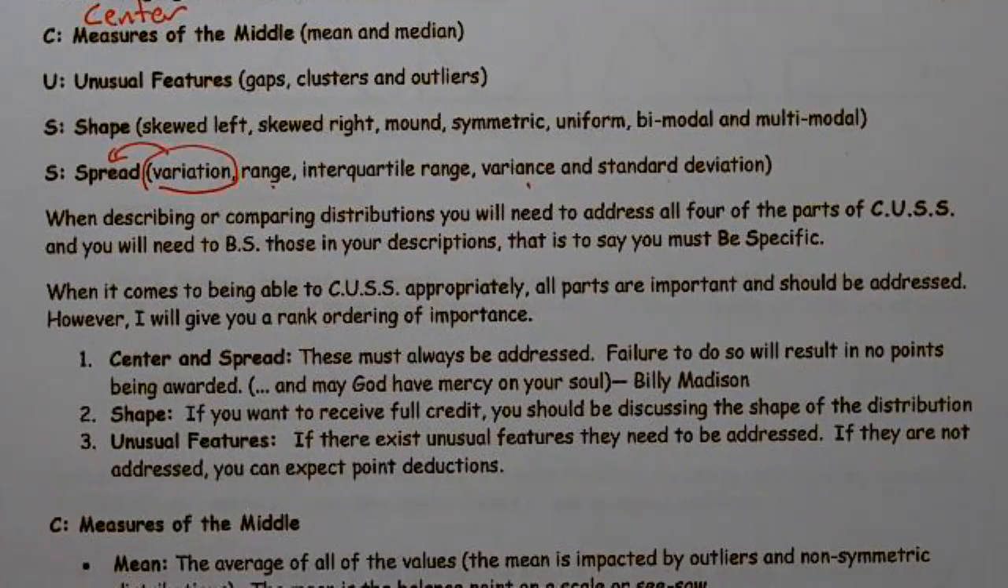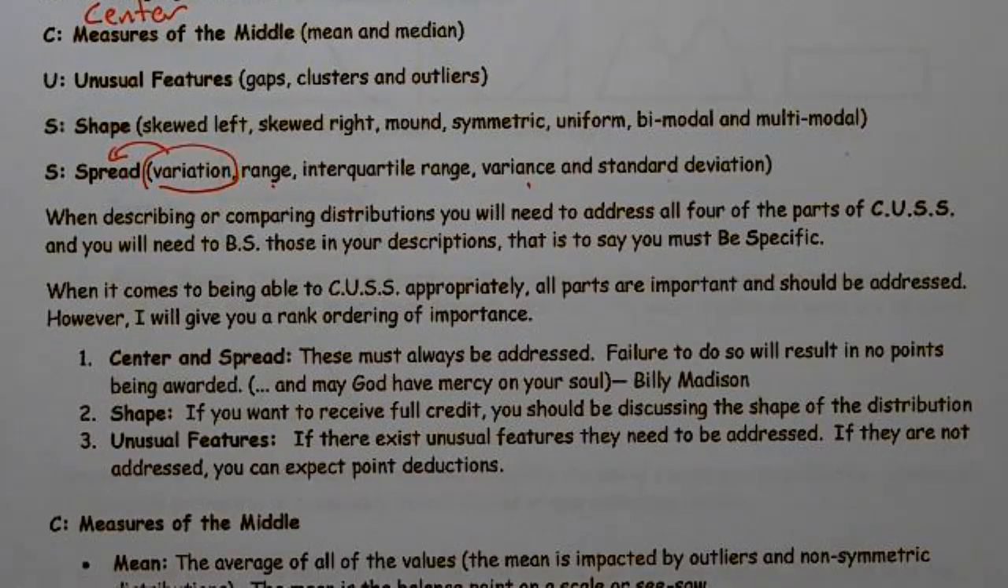when we also said that we're going to BS, and BS means we need to be specific, which means if we're making comparisons, we need to make very direct, very specific comparisons, and where possible, we need to give numerical values. All right, we would actually need to measure, say where our center was numerically. We would need to give how much spread there is.